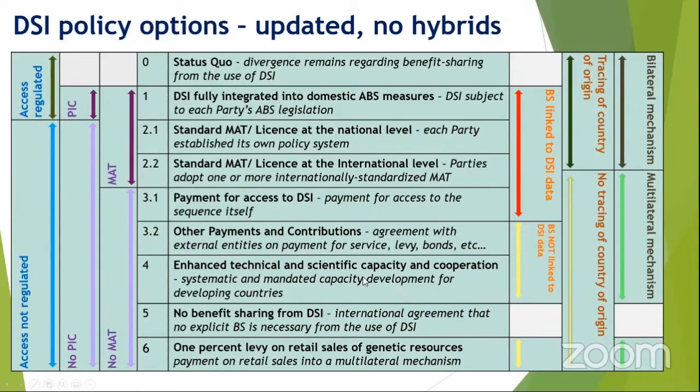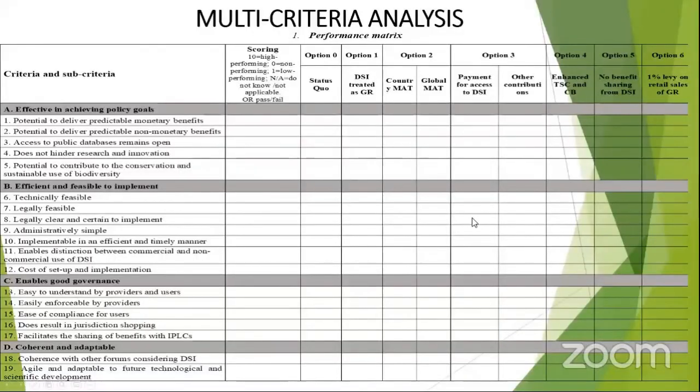Time constraints mean I can't go into the details of this. But if you look down here at policy option number 6, that's the African proposal: a 1% levy on retail sales of genetic resources into a multilateral benefit sharing mechanism. And we are engaging in the process of doing a multi-criteria analysis of those policy options against criteria and sub-criteria, which is summarized in this table.